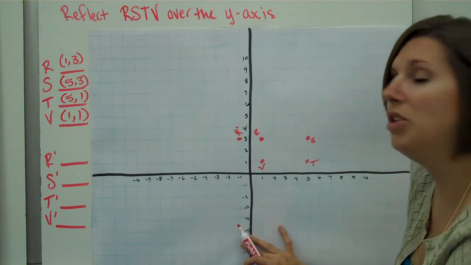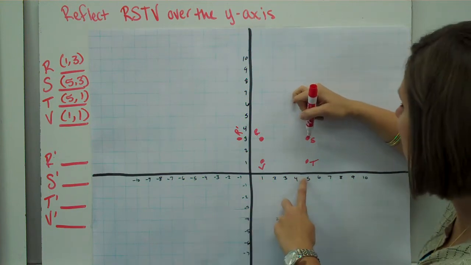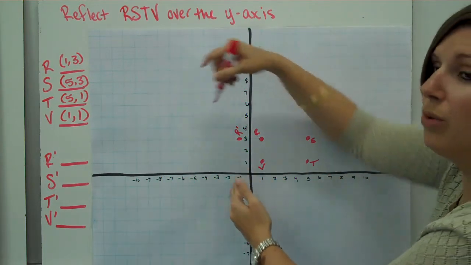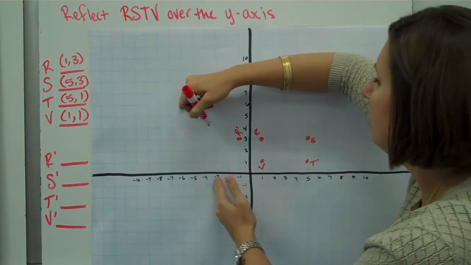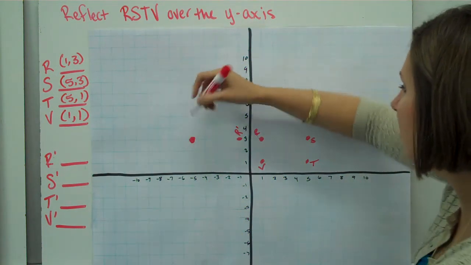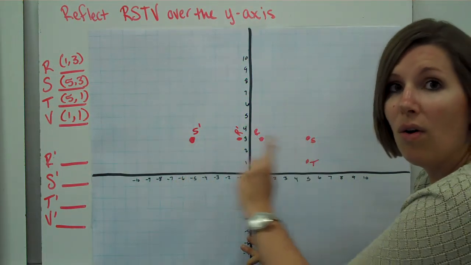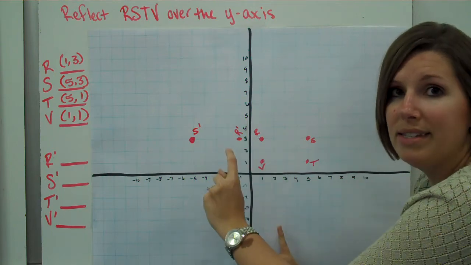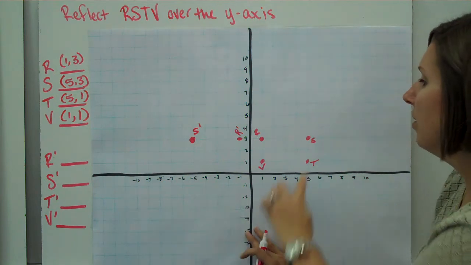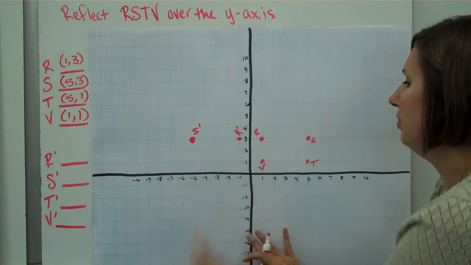That's my new image. I'm going to reflect S over. S is 5 units away from the y-axis on the right. So the new S, or S prime, will be 5 units away from the y-axis, but on the other side. So that's S prime. Notice it stayed horizontally where it was. It didn't move up or down, it just flipped over to this side. So it stays horizontally in the same location, it's just moving left or right.